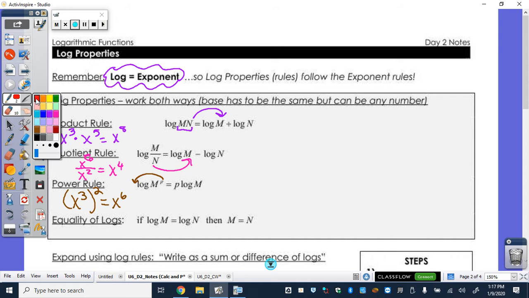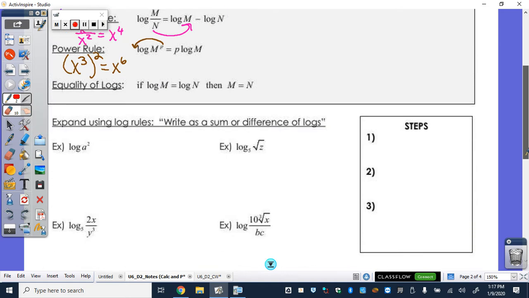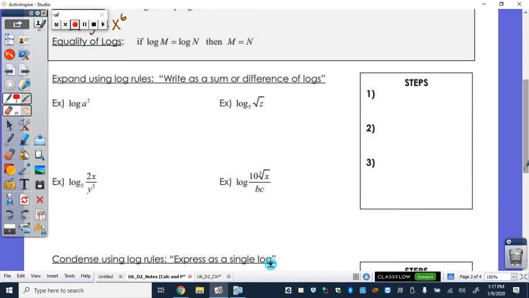So the equality of logs, we're going to actually deal with that a little bit more next time. We're going to focus on these first three, our product, quotient, and power rule. So what we have to do with our logs sometimes is we have to take it and expand it out, because it's going to help us eventually solve a bigger problem later on. And then sometimes we have one that's expanded, and we need to condense it down, again, to help us solve a bigger problem later on. So all we're going to do for today is practice expanding and condensing so we can get to the bigger stuff later on.